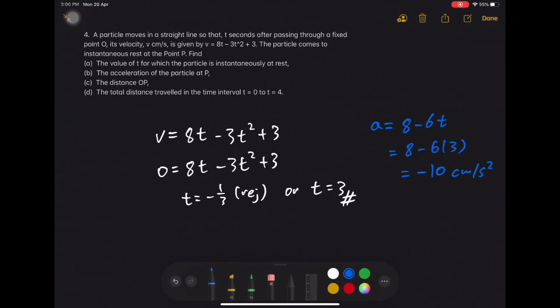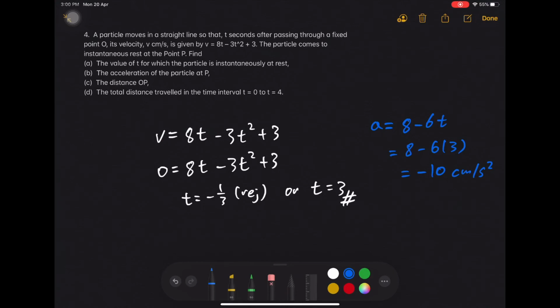So we're going to find the distance OP from the origin to point P, and that's the displacement of OP. You know it took the particle 3 seconds to travel from O to P. So 3 seconds, we're still using that. We're going to find the displacement first, but we do not have the equation for our displacement. We only have our velocity.